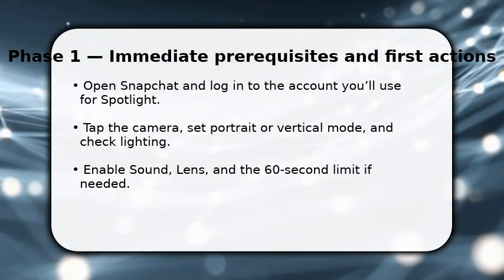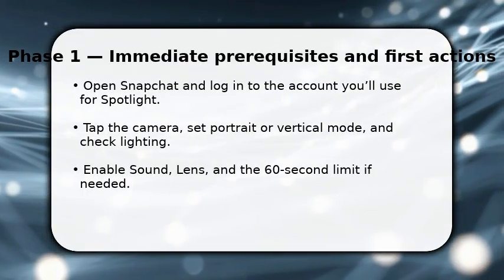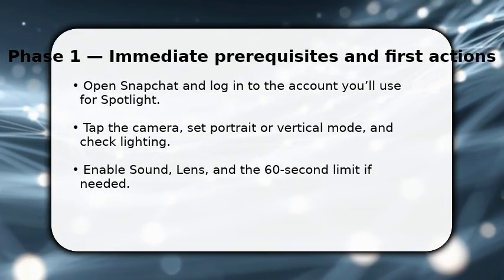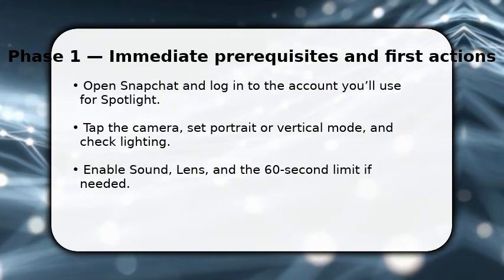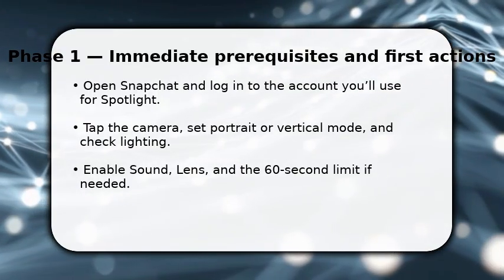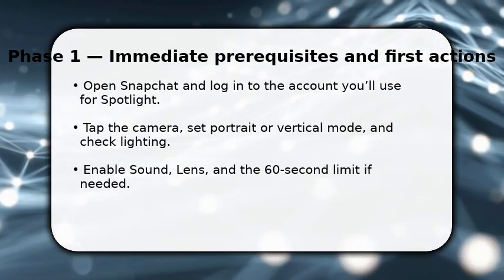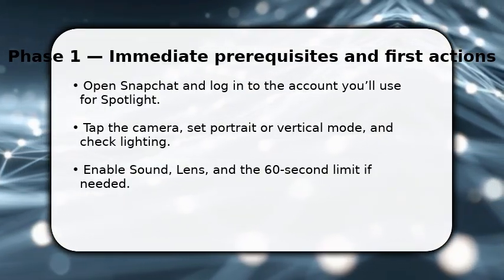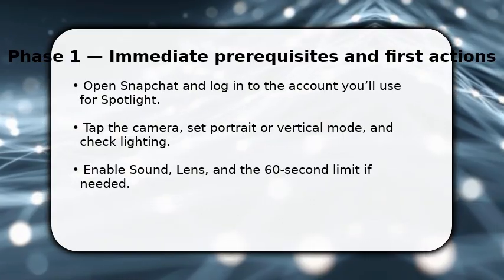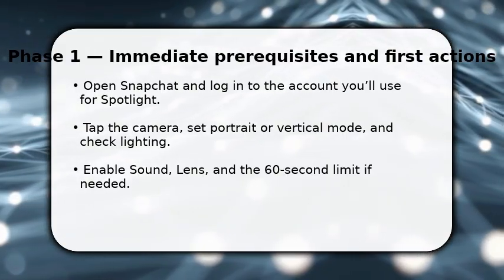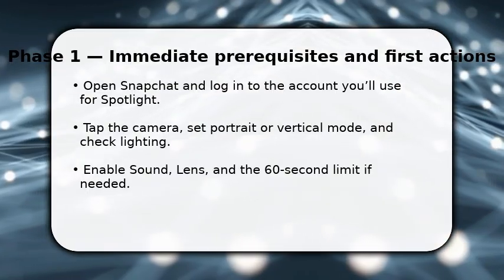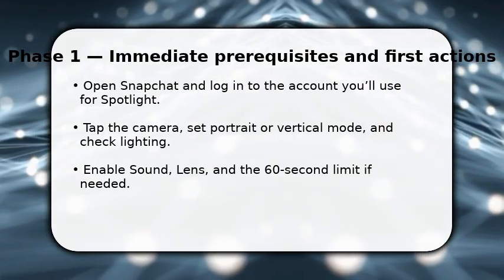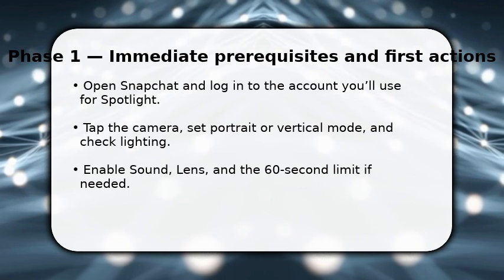You start by getting into the app and positioning yourself for a spotlight clip. First, open Snapchat and log into the account you'll post from. This ensures correct profile and analytics. Next, use portrait orientation and check lighting, natural light or a soft key works best. Once done, enable sound and pick a lens if you want effects. Make sure the timer is set to your intended length. This gets everything ready so you can record immediately and consistently.